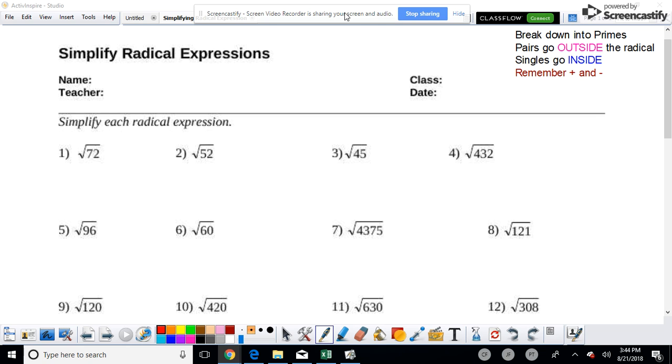What's up, everybody? This is Mr. Williams, and today we're talking about simplifying radical expressions. Why do you need to be able to do this?